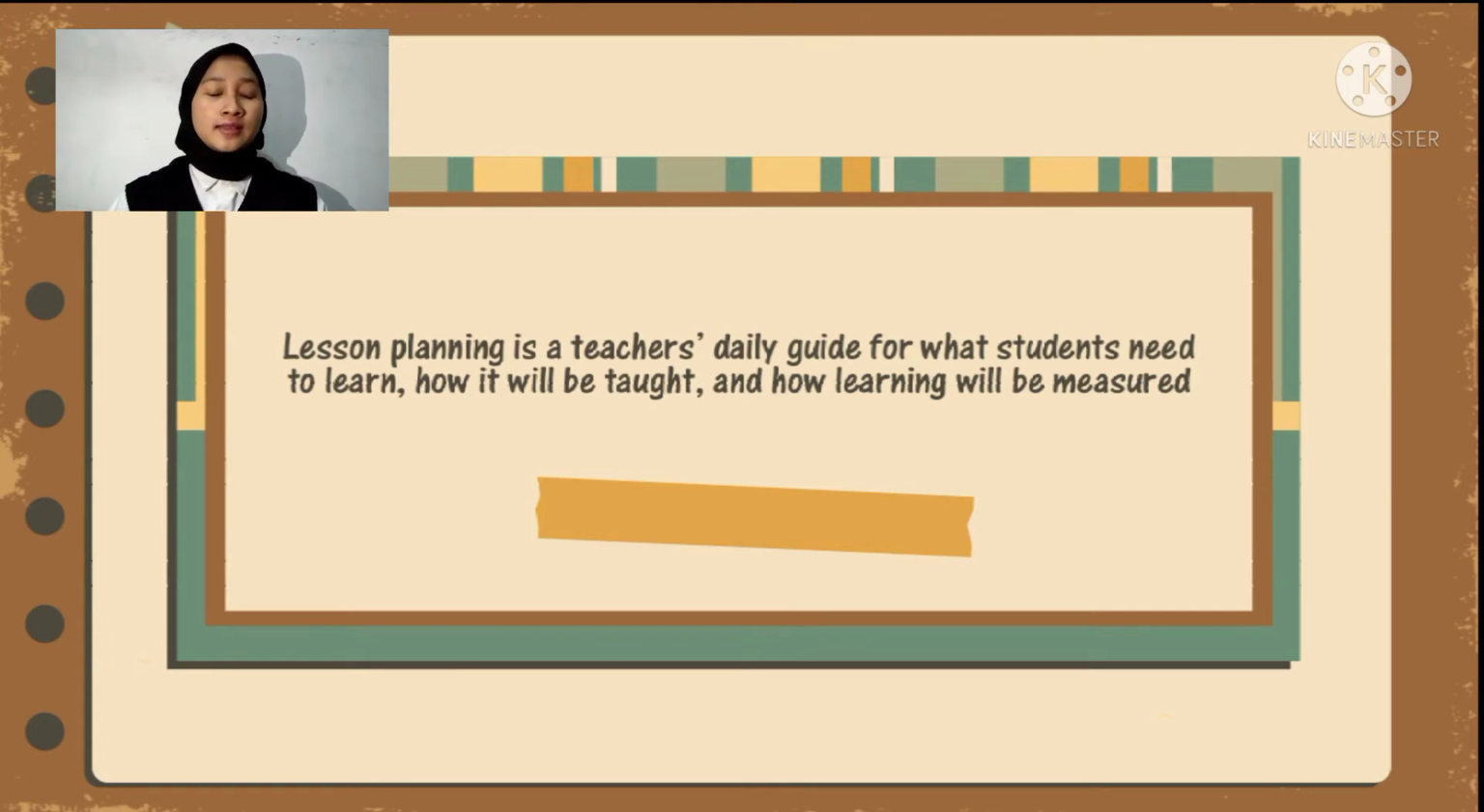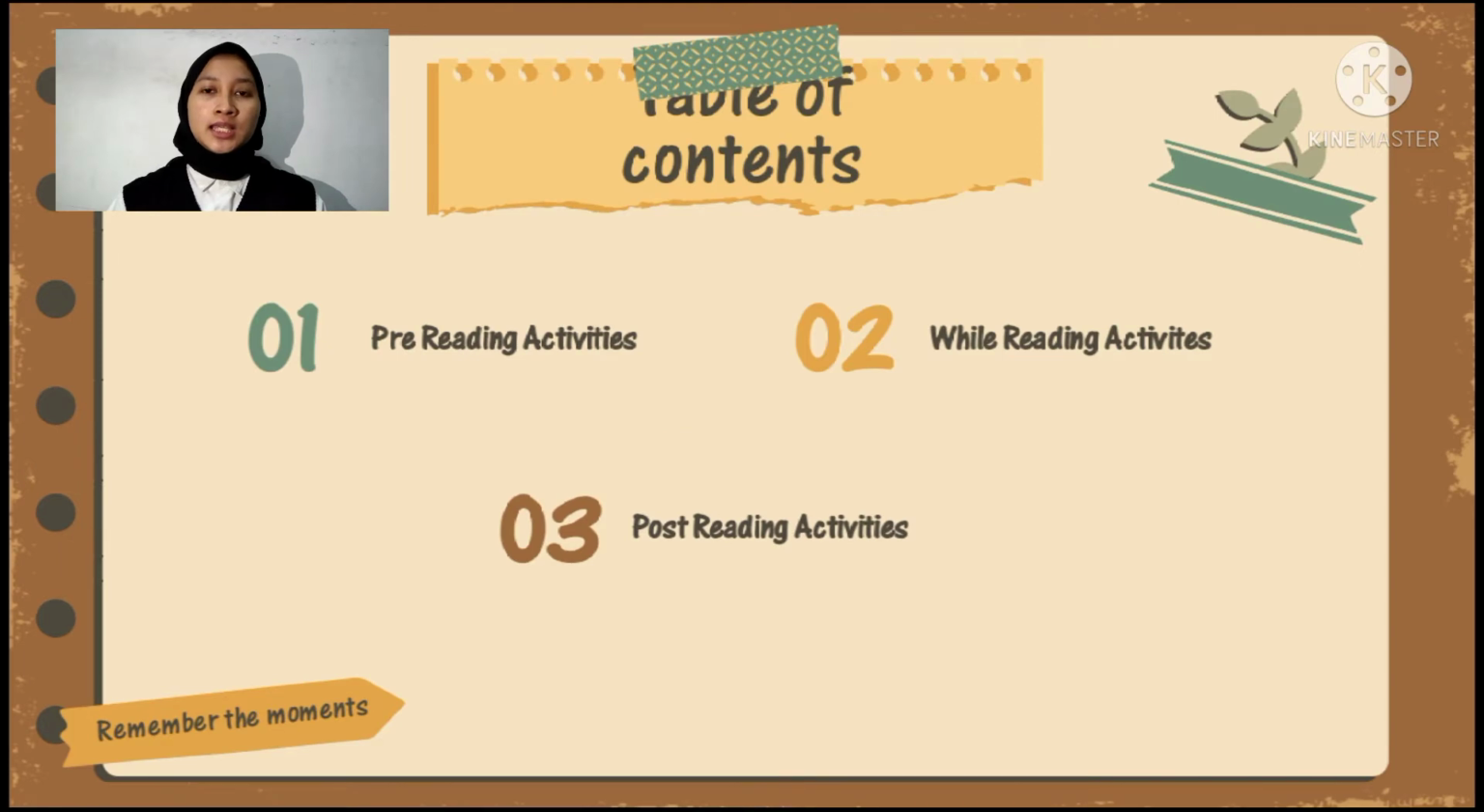The subject and the material that have been chosen from the three short stories that have been shared is How Water Lilies Began. In lesson planning, there are three classified reading activities. The three reading activities are pre-reading activities, while-reading activities, and the last is post-reading activities.